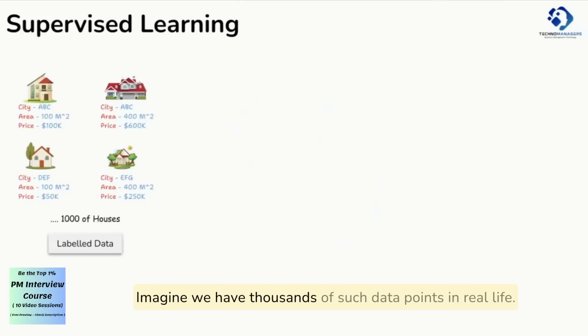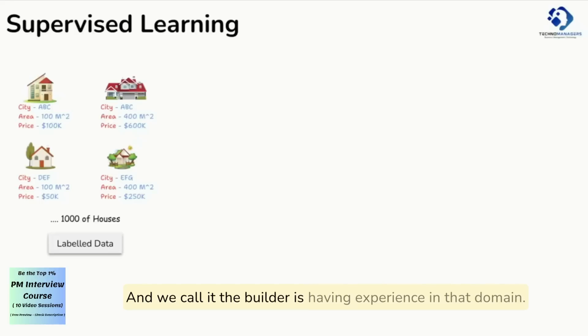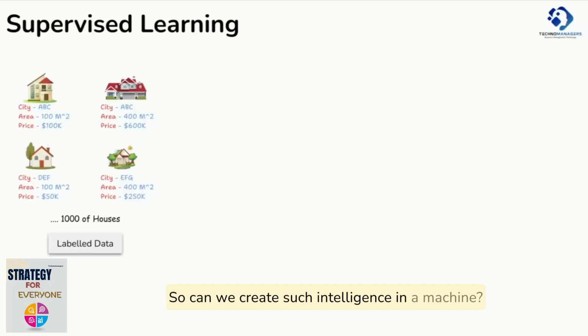Imagine we have thousands of such data points. In real life also, a builder would see thousands of such data points in his entire life, and based on that, he would be able to tell approximately what the price of a house would be given its city and carpet area, correct? And we say the builder has experience in that domain. That is why he is able to tell the price. So, can we create such intelligence in a machine? That is, if we give data related to a new house, the model will be able to predict the price of any new house given its city and carpet area. Yes, we can do that.